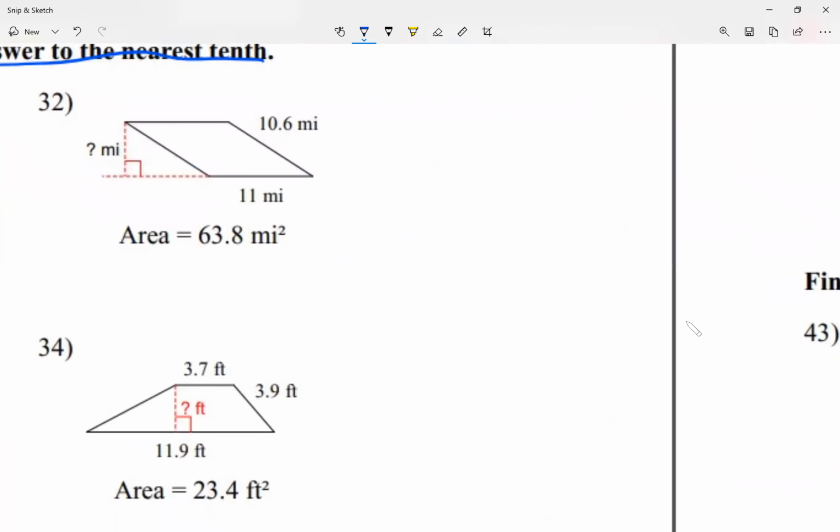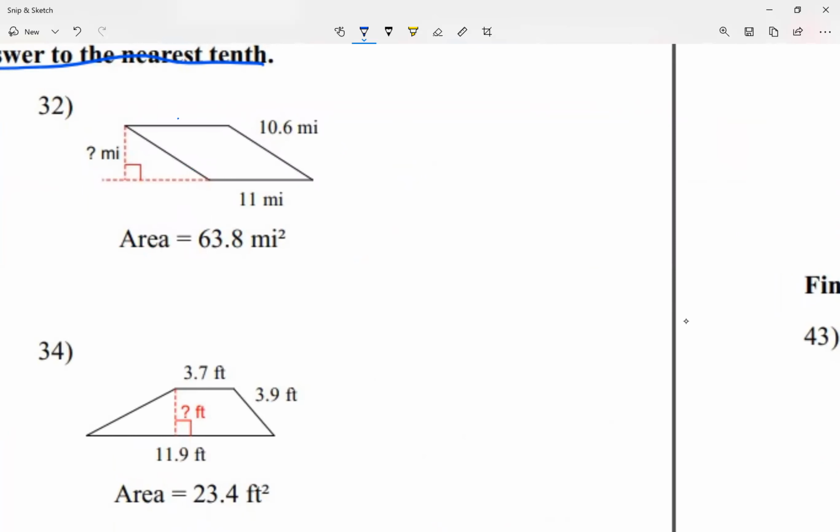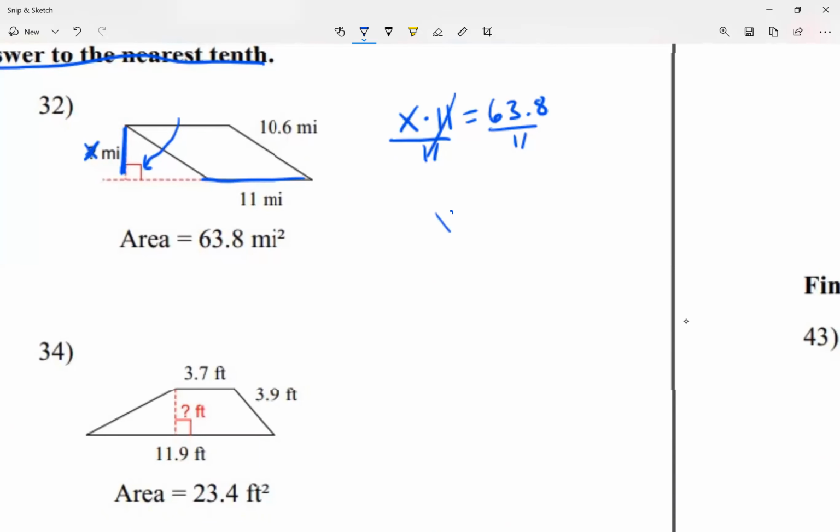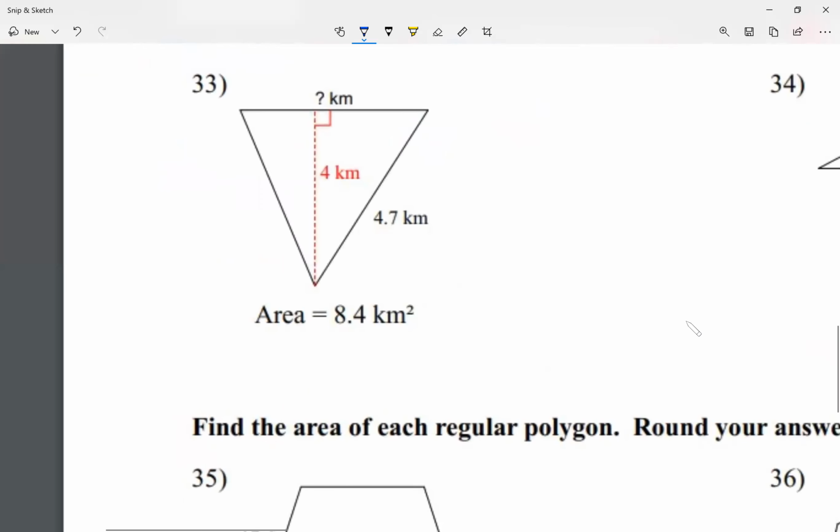All right, let's take a look at number 32. That's a parallelogram. I look at my 90-degree angle, which is made by x and 11. So I have to go x times 11. That's equal to the area, which is 63.8. To get x by itself, let me divide by 11, because that way x gets by itself. Now 63.8 divided by 11 is 5.8. If I have to round, just one decimal place.